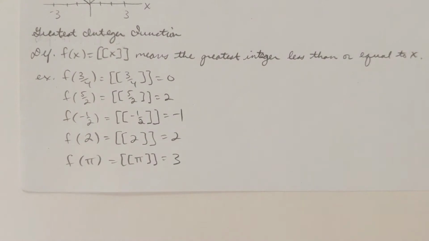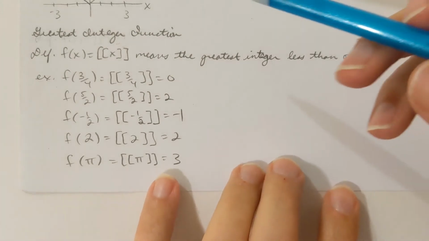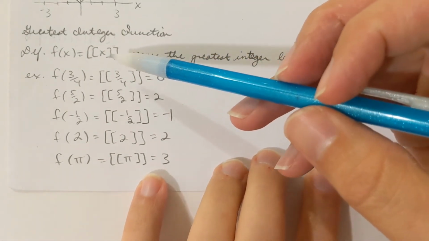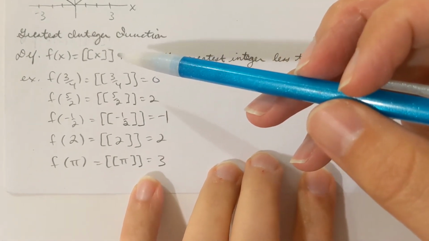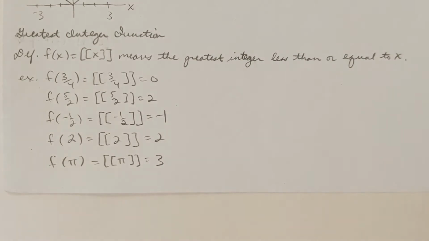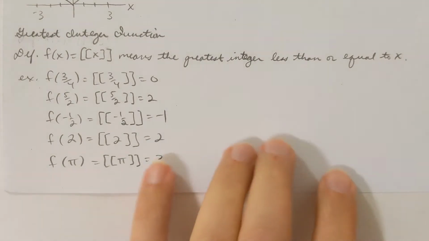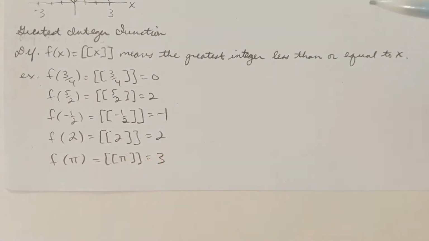Okay, so I'm going to finish up section 2.4 here. We looked at piecewise functions in the last video. The only thing left to finish up is the greatest integer function. The greatest integer function is denoted by two brackets, and by definition f of x equals brackets x means the greatest integer less than or equal to x.